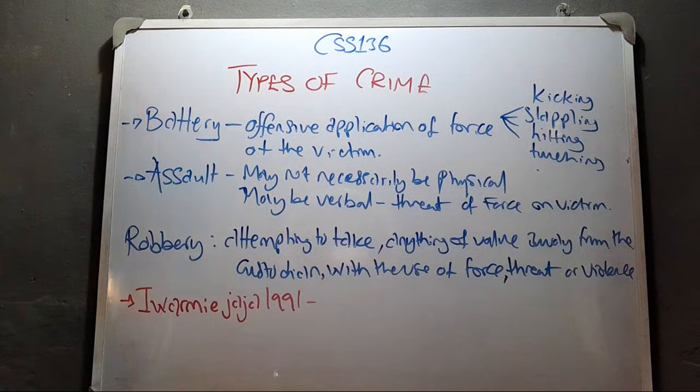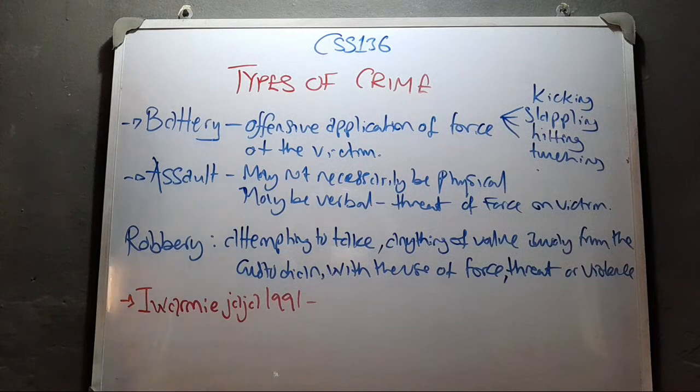Now, according to Iwami Jaja of 1991, he referred to robbery as an act. To constitute robbery, all elements of larceny plus two additional elements must be present. The property must be taken from the person who possesses it legally, and secondly, it must be taken by force.